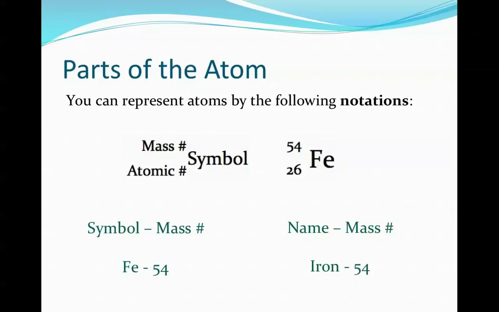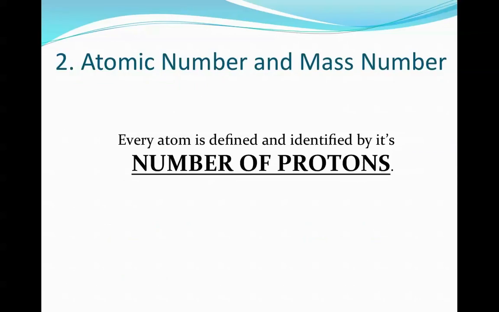Now, you can represent atoms by the following notations. I just like to point these out because you're going to start to see them throughout the next couple of concepts. We can generally show our symbol with the mass number in the upper left-hand corner and then the atomic number below it. Most of the time we don't even bother to show the atomic number just because we can always find that on the periodic table. We can also do the symbol dash the mass number or the element's name dash the mass number. Again, these numbers are always going to be representing the mass number because by using the symbol we can look up the atomic number, which we're going to talk about in just a second.